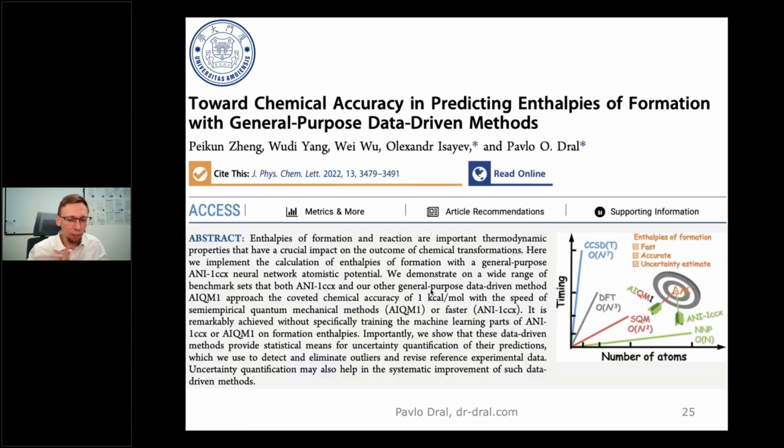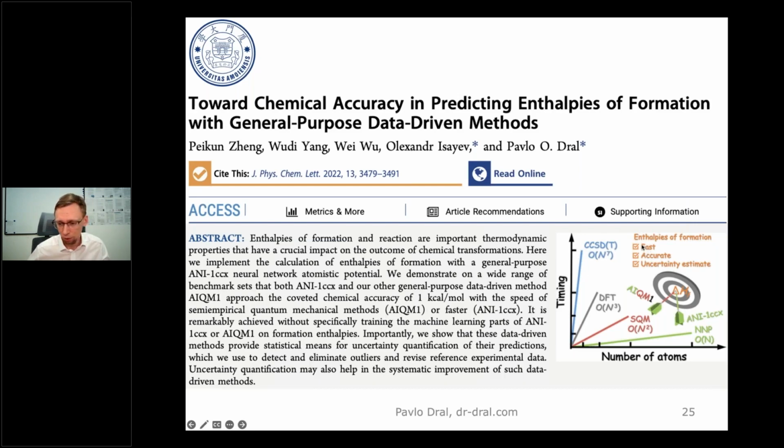And then another contribution is that these methods are already accurate enough to target thermochemical properties, like enthalpies of formation or heats of formation. They are standard properties for chemists, and they determine whether the reaction is possible to go or not. And usually we want to achieve something like 1 kcal per mole accuracy. And this is usually a problem for quantum mechanical methods.